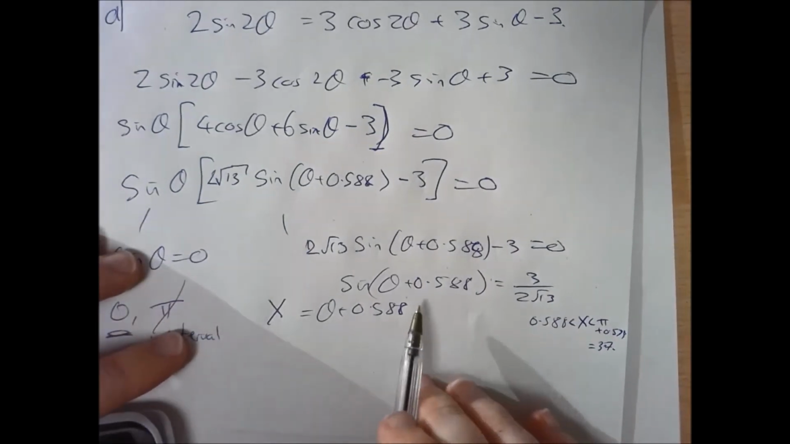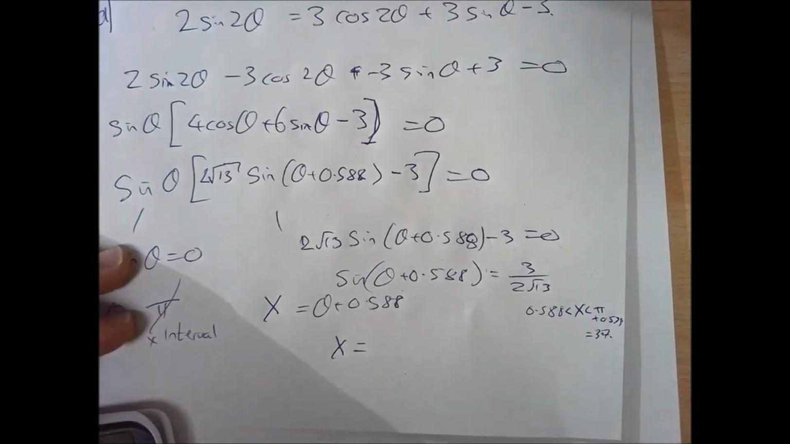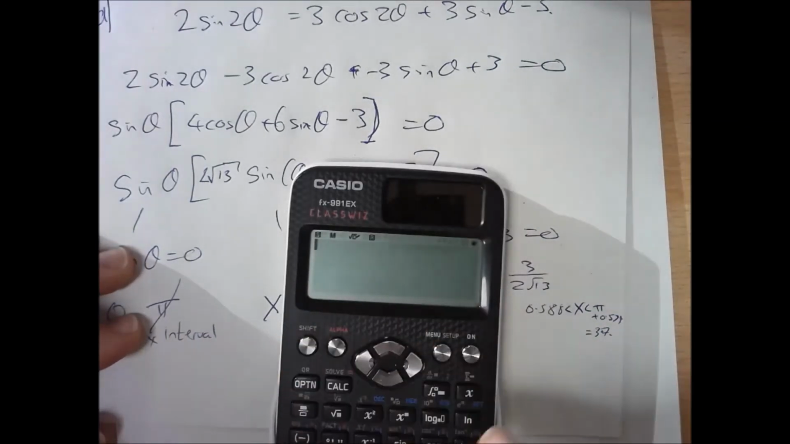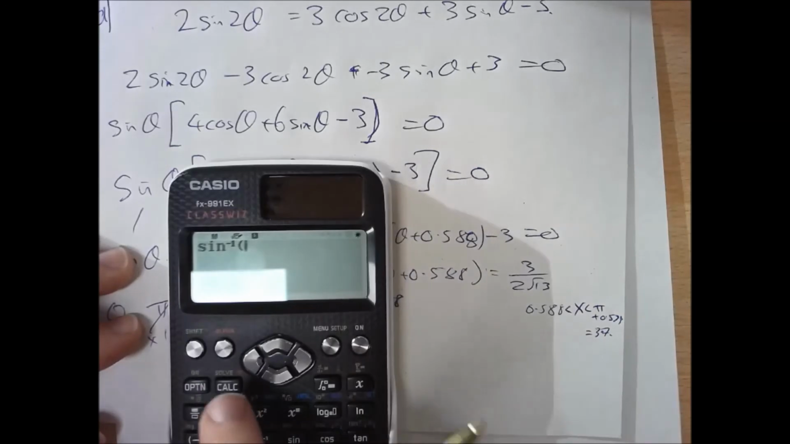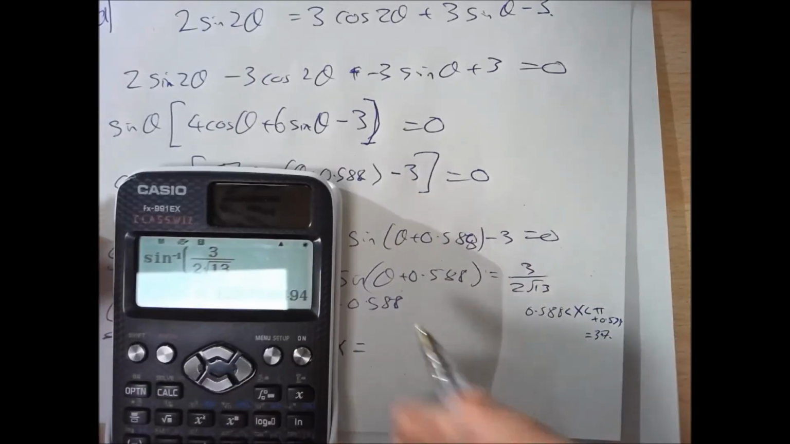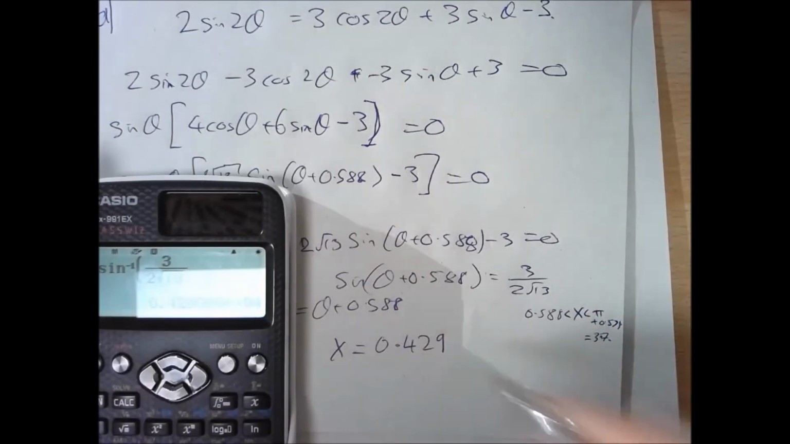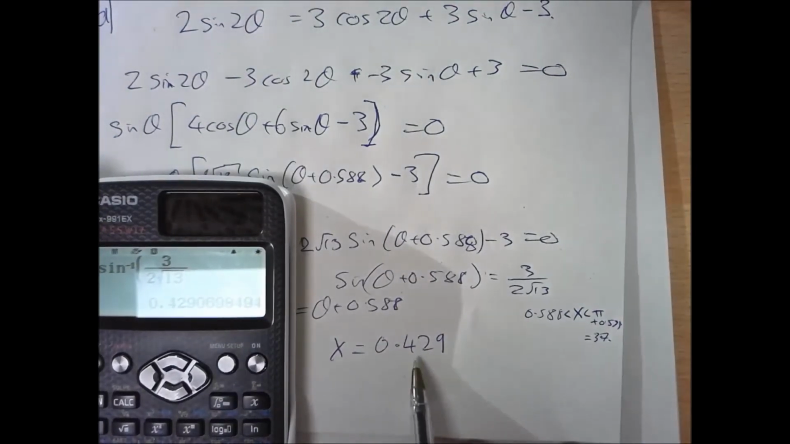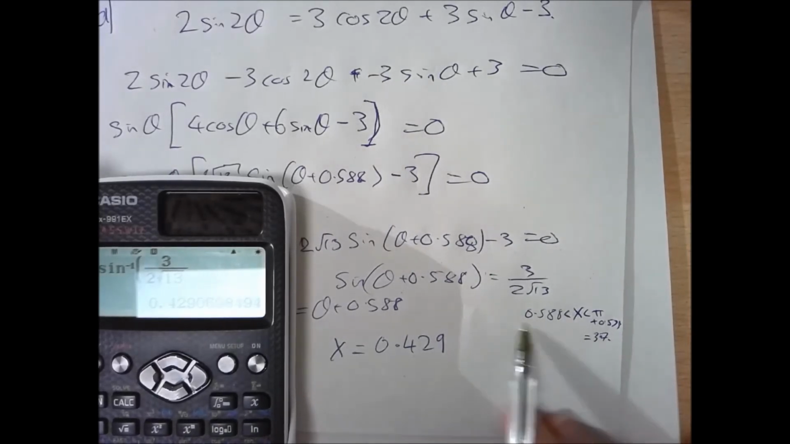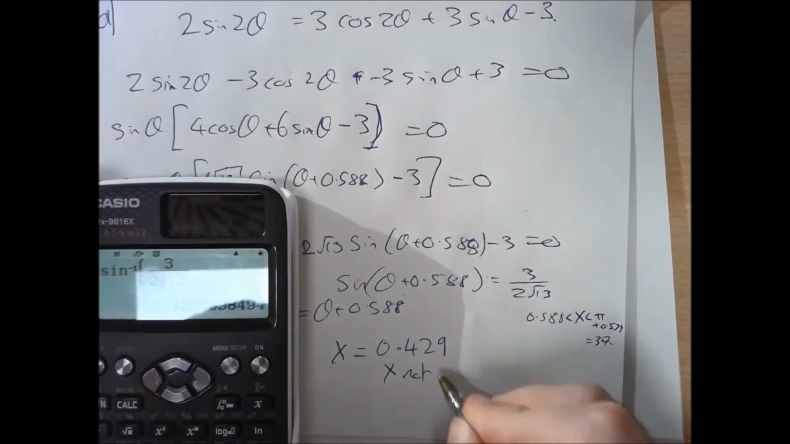We get our first answer, x equals, we take sine minus 1 of this, shift sine of the fraction 3 over 2 square root 13. So we get 3 over 2 square root 13, we get 0.429. And if we look, this is actually outside of our interval here. Not in interval.